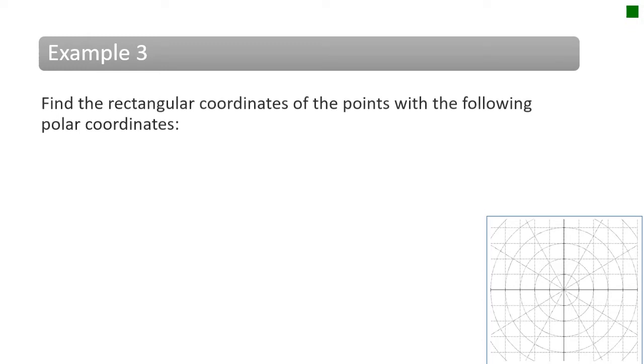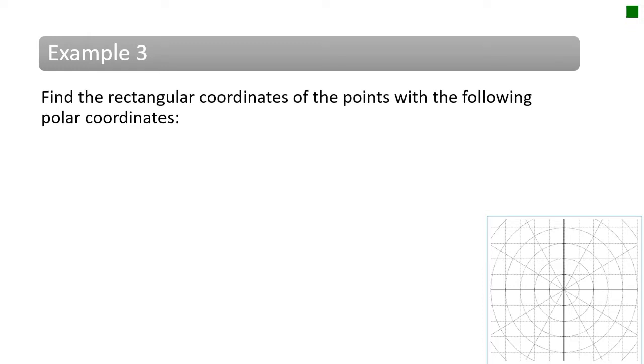Okay, example 3. Find the rectangular coordinates of the points with the following polar coordinates. So here's our polar coordinates, 5, pi over 4. Let's start with that one. There's our r, there's our theta, and we need to convert this to an xy value. So rectangular means xy, polar means r theta.